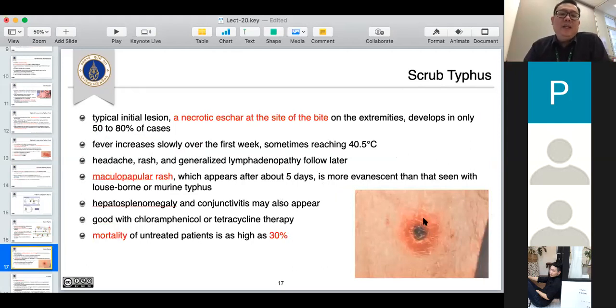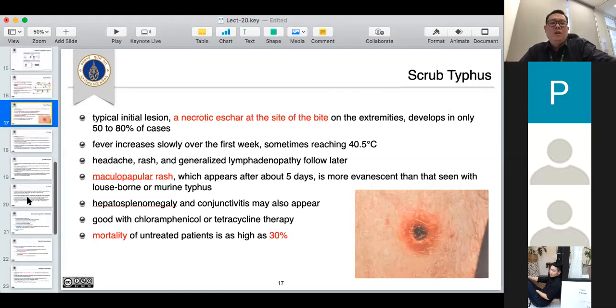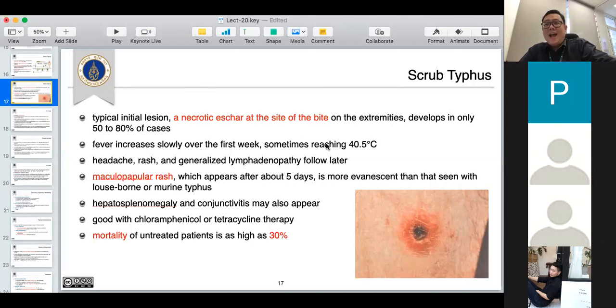At the first bite, you see a necrotic eschar at the bite position. The lesion is kind of black in the middle and red swelling around the black center. So after a human gets infected by a mite bite, about 70%, 80% of patients develop this symptom. This is the key symptom to identify. Later on, they develop a maculopapular rash after 5 days of the bite, okay? Untreated patients can die. About 1/3 of all untreated patients, that's very severe also. And this one is number one in Thailand for febrile illness, okay?